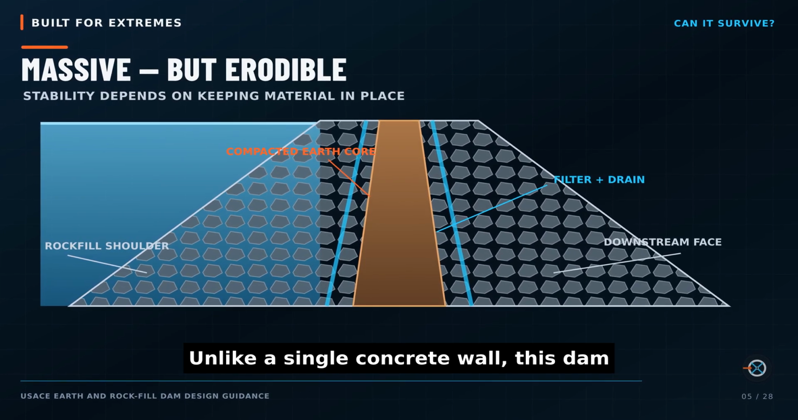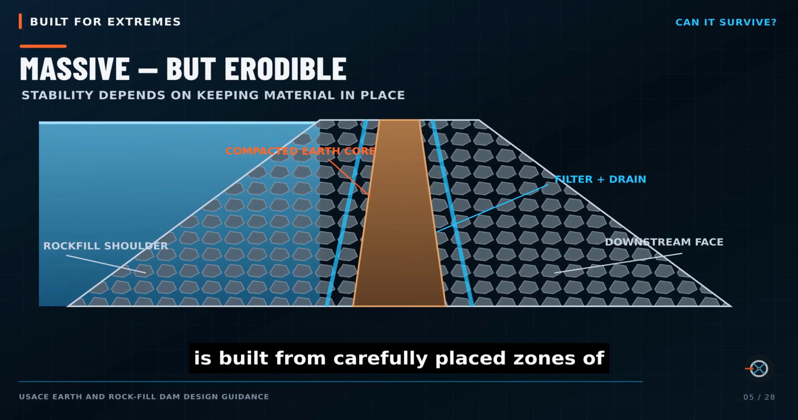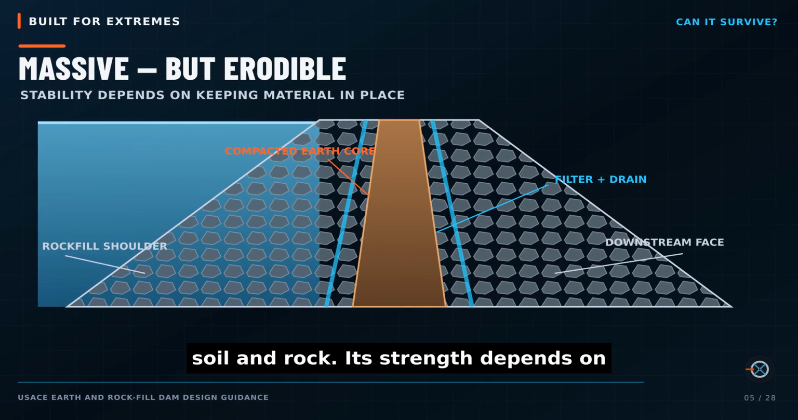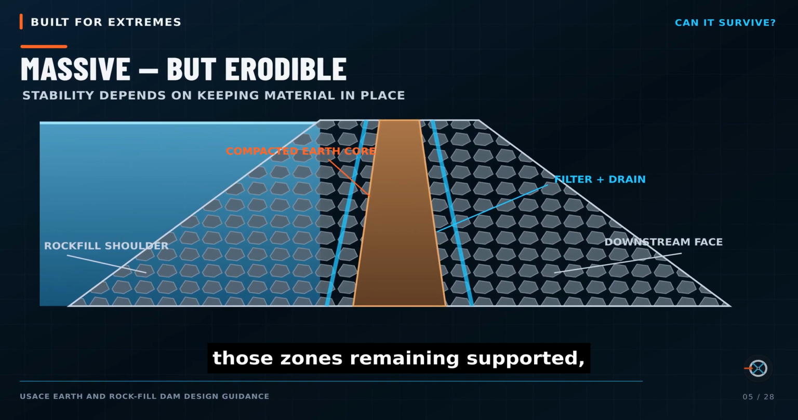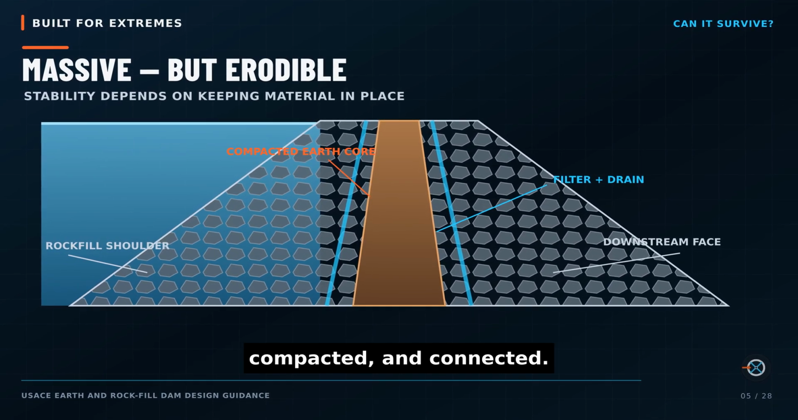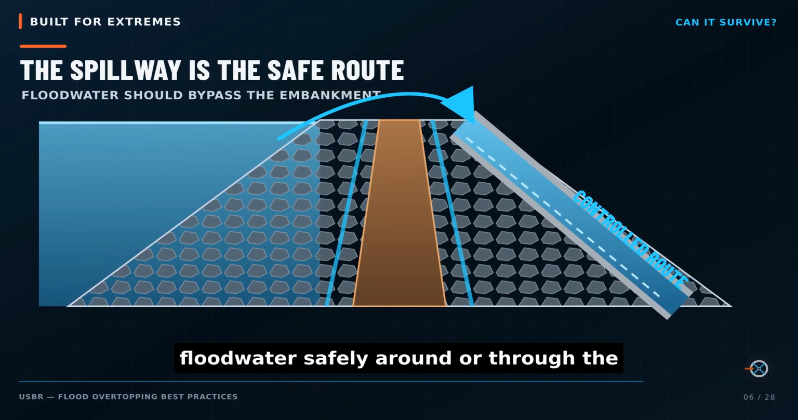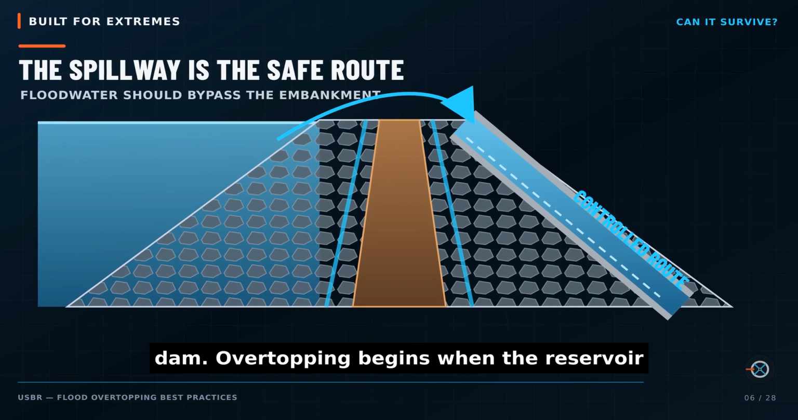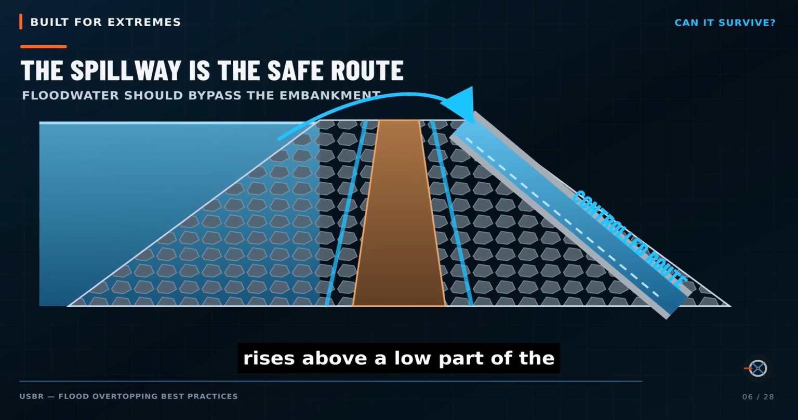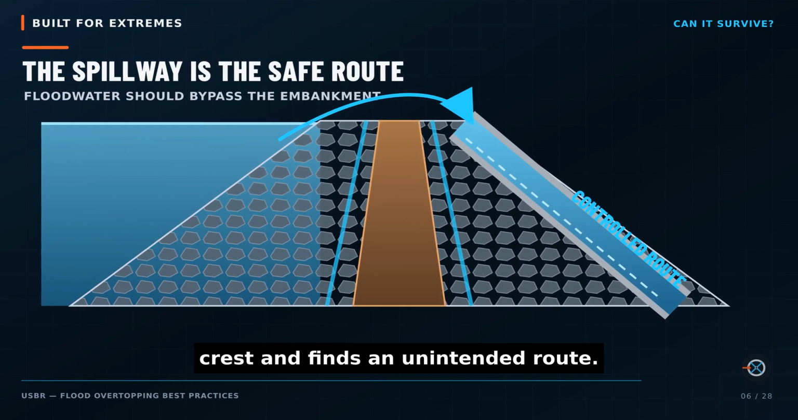Unlike a single concrete wall, this dam is built from carefully placed zones of soil and rock. Its strength depends on those zones remaining supported, compacted, and connected. The spillway is supposed to carry floodwater safely around or through the dam. Overtopping begins when the reservoir rises above a low part of the crest and finds an unintended route.